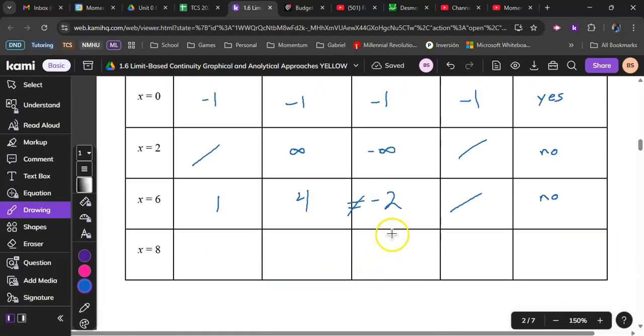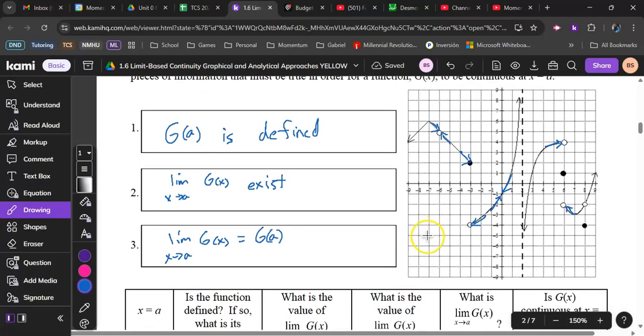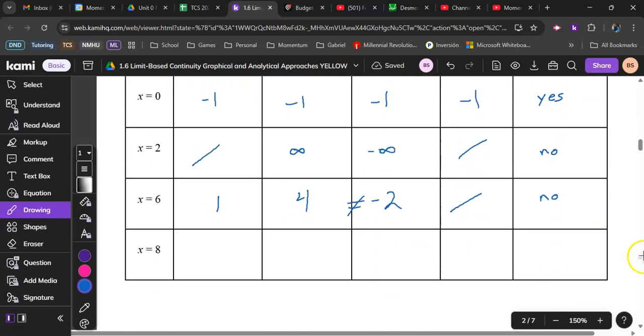All right, we got one more. 8. We got hope for 8. Okay, at 8. It's defined at negative 4. From the left side, we get to negative 2. From the right side, we get to negative 2. So, we've got negative 4, negative 2, negative 2. Those ones are equal, therefore, the limit exists. Is it continuous? No, because these two things are not equal, right? These two need to be equal in order for it to be continuous. So those are not equal.